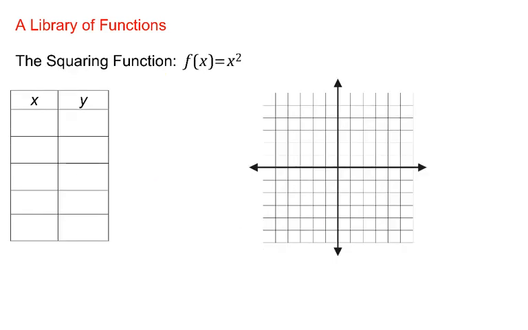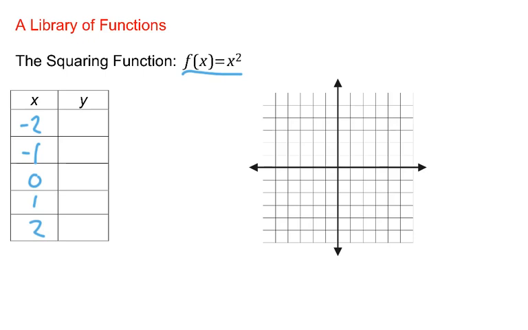Let's look at another one. This one's called the squaring function. We're going to spend a lot of time on functions that are built on this function. It's called the squaring function very simply because the equation is defined by f of x equals x squared. I'm going to graph this by the very old-fashioned method of picking some values for x, plugging them into the equation, and getting the value of y.